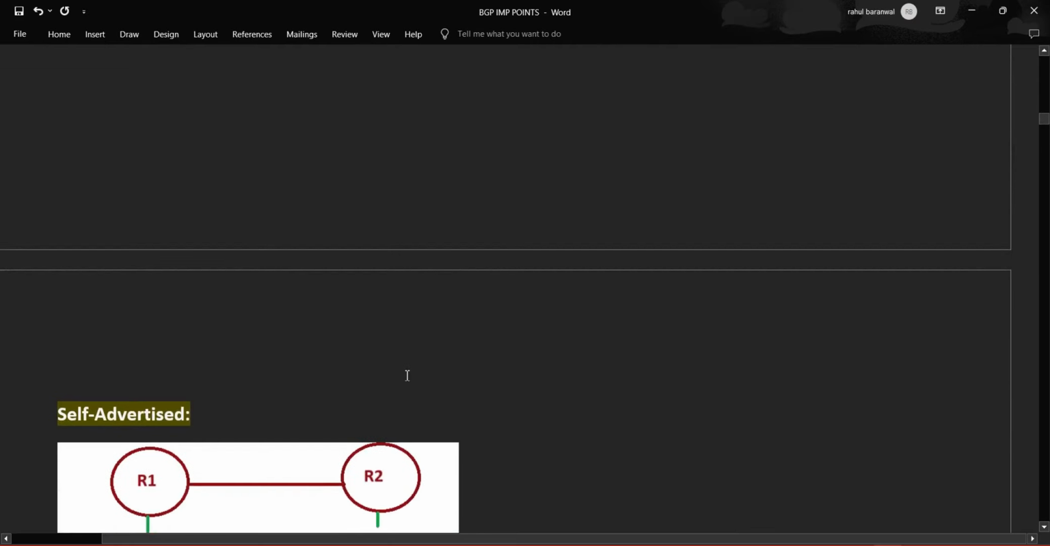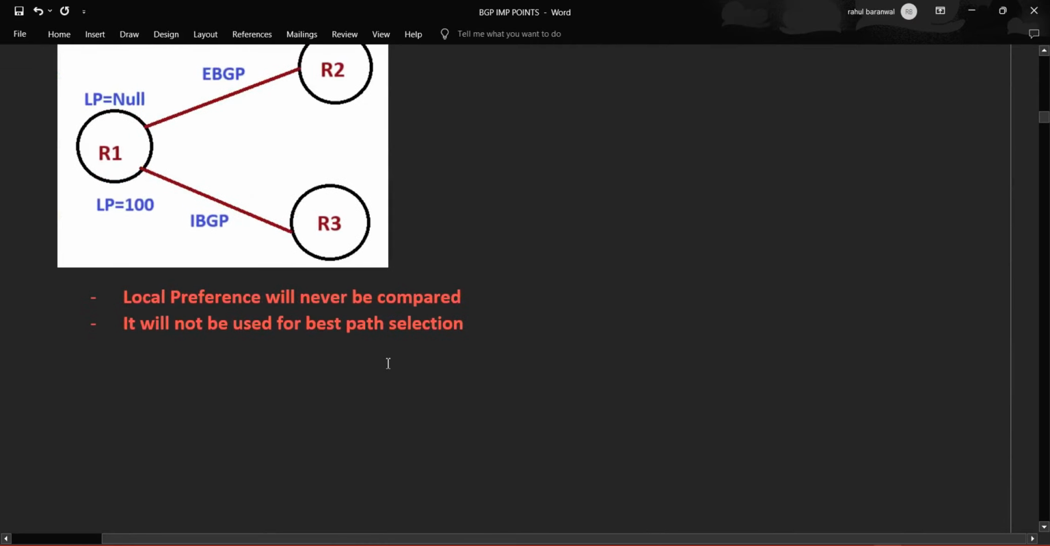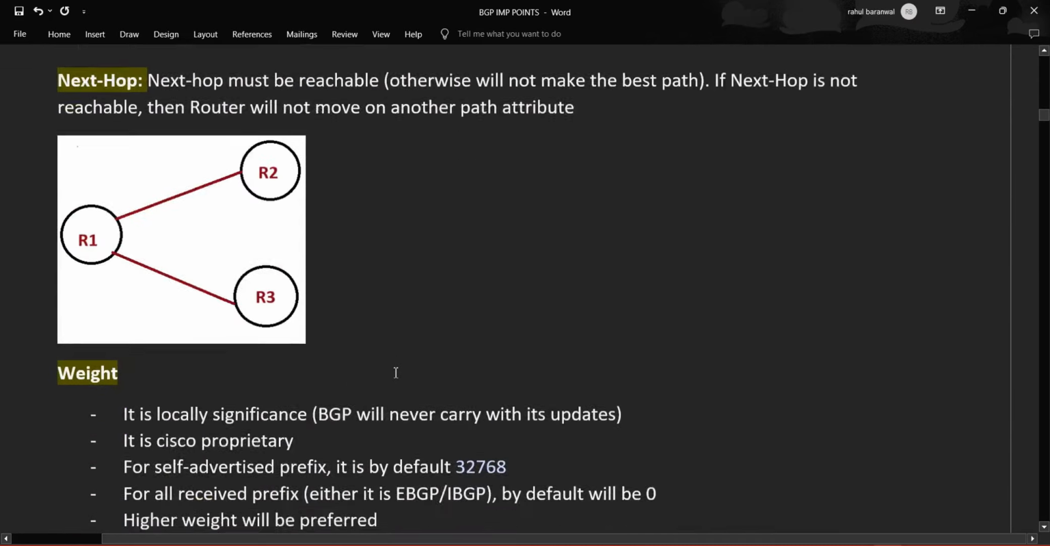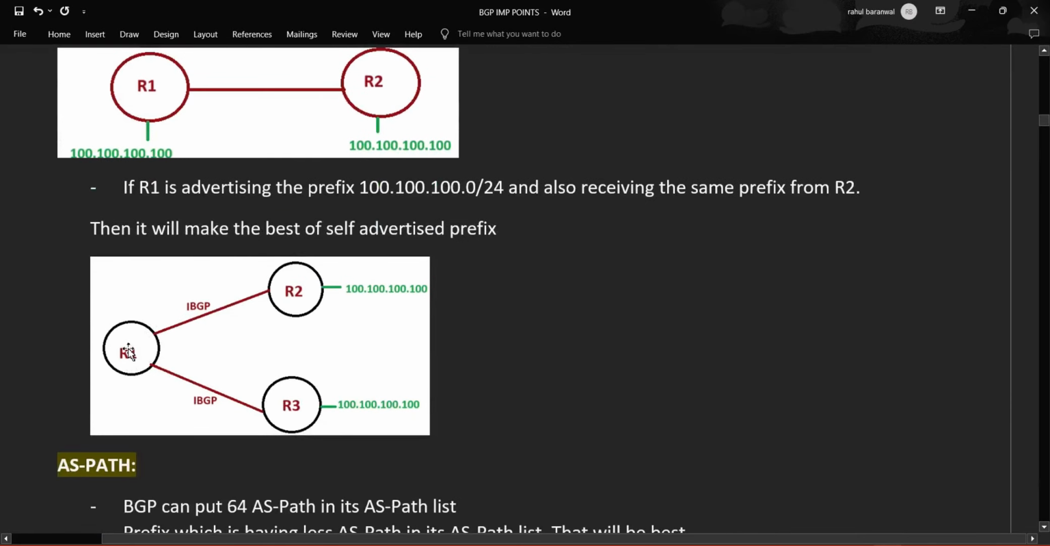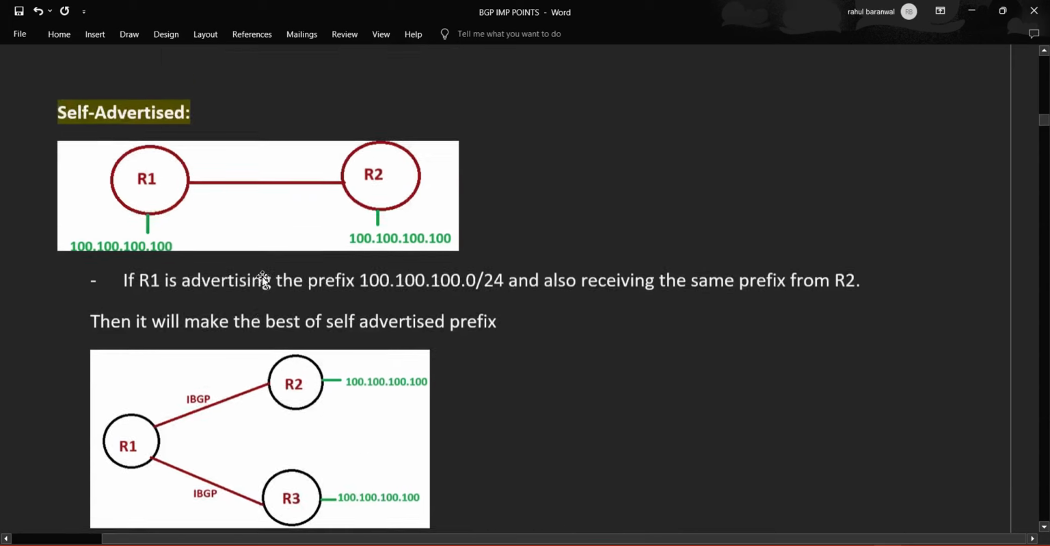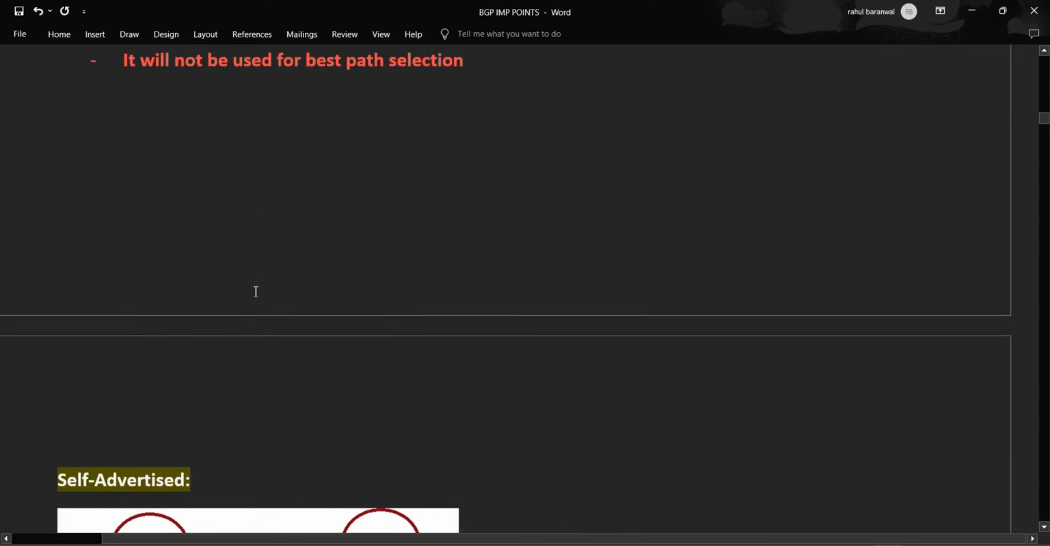Now if we have this topology, let me show you, like this topology, right? R1, R2 and R3, and we are receiving the same prefixes from R2 and R3. Okay, as I said, for internal prefixes the local preference value will be 100, right? So here we cannot decide which path will be best, so we will move on to another criteria, that is self advertised.